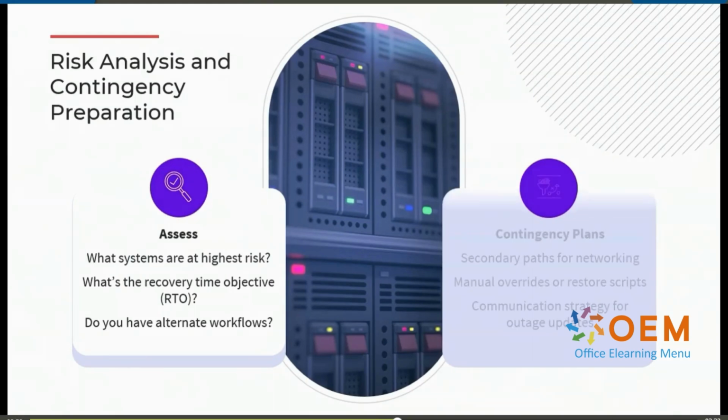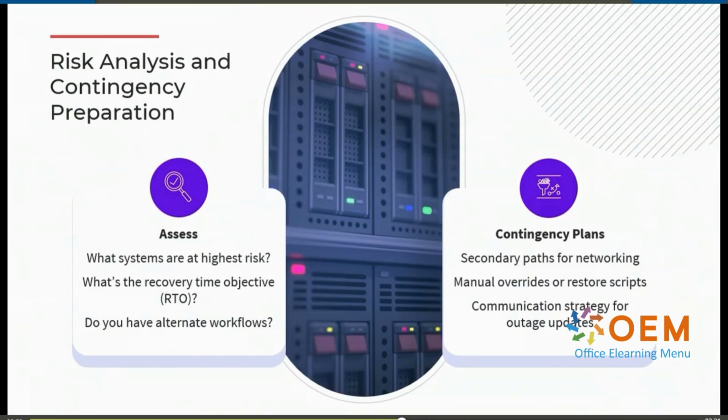The contingency plan should identify aspects such as secondary paths for networking, manual overrides for automated processes or scripts that can restore components to their previous state, and a communication strategy to update all concerned parties should any outages occur.